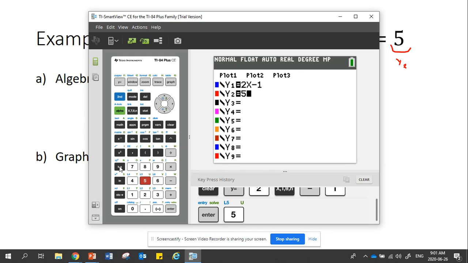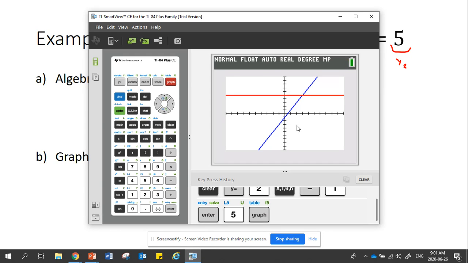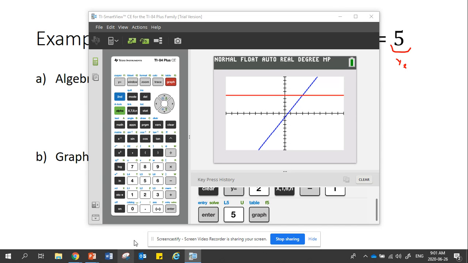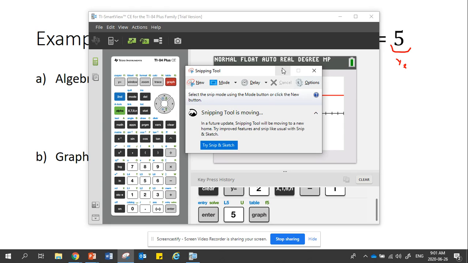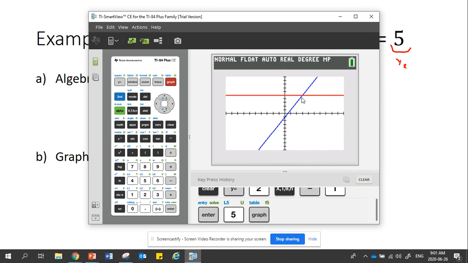Once I have these inputted into my calculator, I can press graph, and I see these two lines over here. My blue line is my 2x minus 1 function, and y2 equals 5 is this horizontal red line over here. These two graphs are intersecting here. It appears that they intersect when x equals 3 and y equals 5.